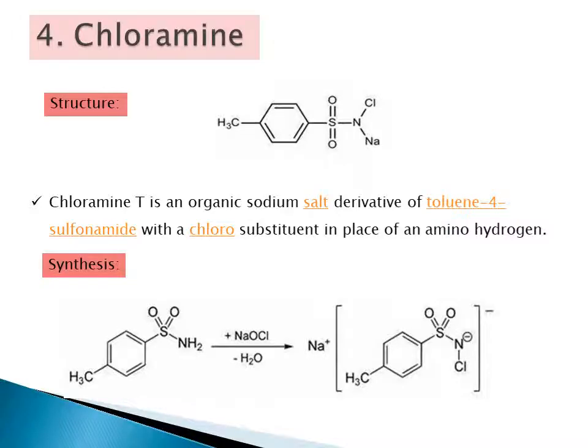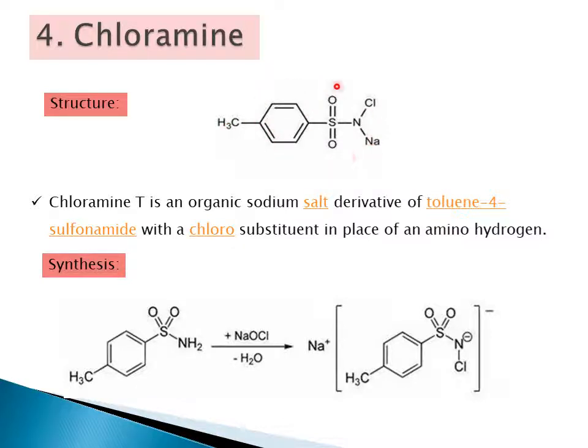Coming to the fourth and last compound, chloramine. It is also named chloramine T. So what is the chloramine structure? This is the structure of chloramine. The benzene with methyl, we can name it as toluene. SO2 NH, we can name it as a sulfonamide.